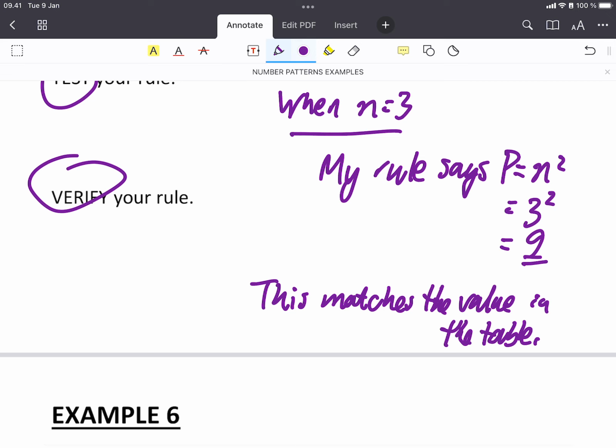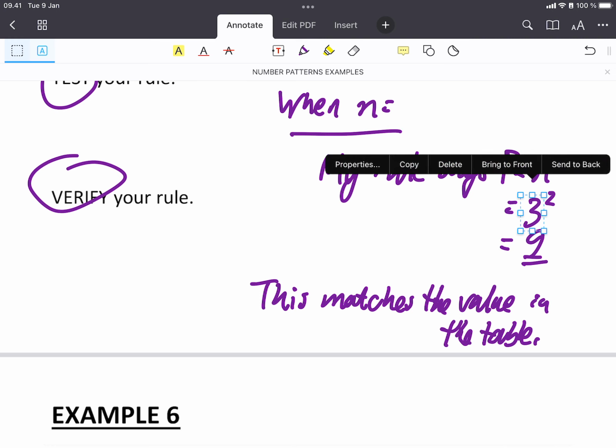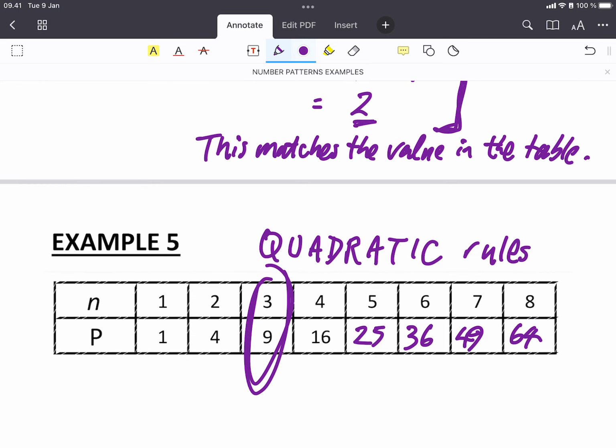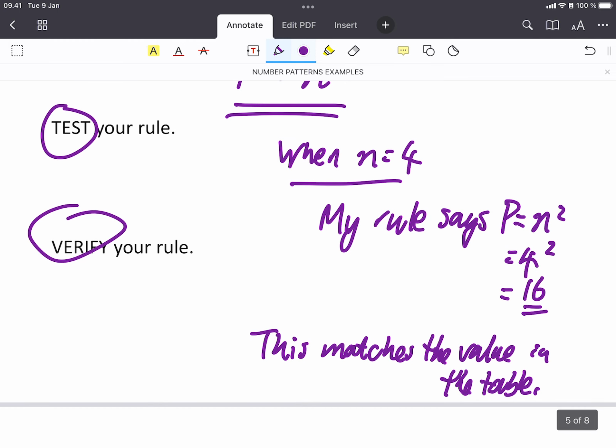And again, the structure of the question is exactly the same as it was in the first 2 videos, where it was for arithmetic sequences and geometric sequences. Okay, so that's for n equals 3. I could do it for n equals 4. So just change some of these. So easy cut and paste here. When n equals 4, my rule says p equals 4 squared, which is 16, and that matches the value in the table. So that was testing, doing it for the ones that are already given to you.